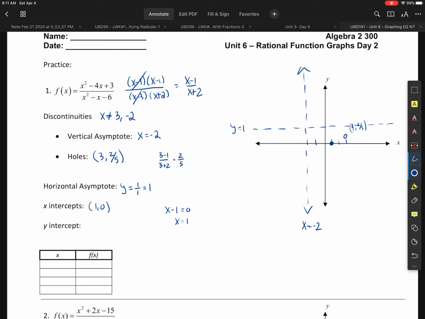My y-intercept: I plug in 0. 0 minus 1 over 0 plus 2, negative 1 over 2. My y-intercept is (0, negative 1/2), down there. All right, so I see this curve. I've got enough points to see this curve instantly. Right? Take some time, fill in the chart, and when you fill in the chart, you get enough points to see that curve too.